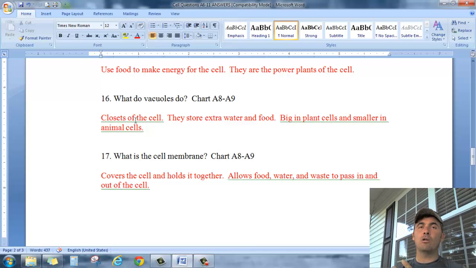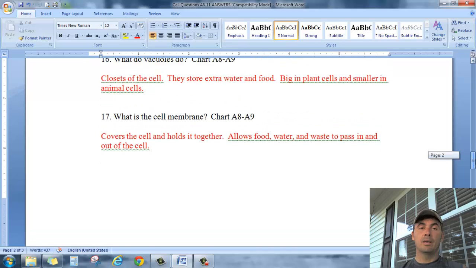Vacuoles are kind of like closets within a cell. They are a place for the cell to store extra food and water. In plant cells, they're really big, and in animal cells, they're either really small or sometimes they're not in there at all. Some animal cells don't even have vacuoles. But in plant cells, big closets, and we'll talk about why.